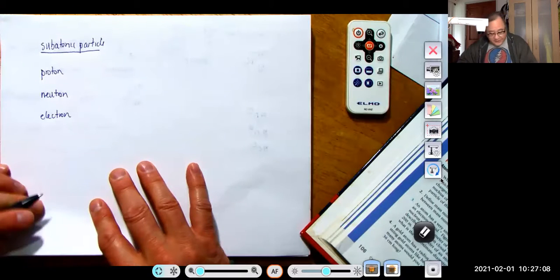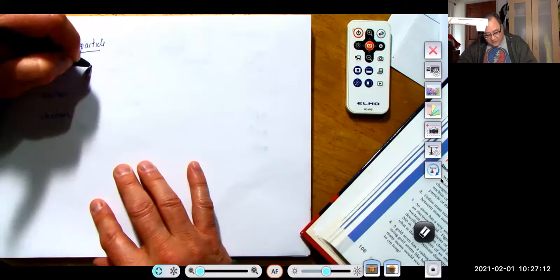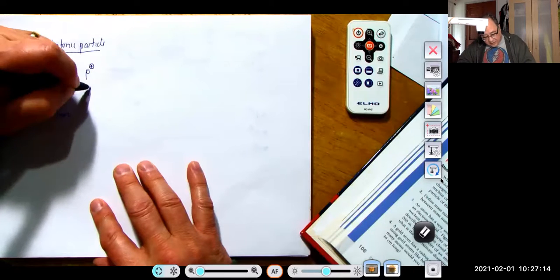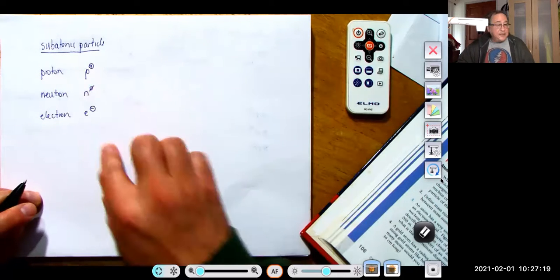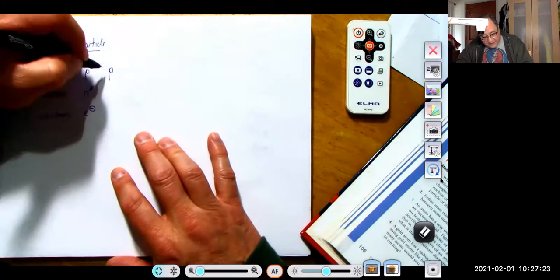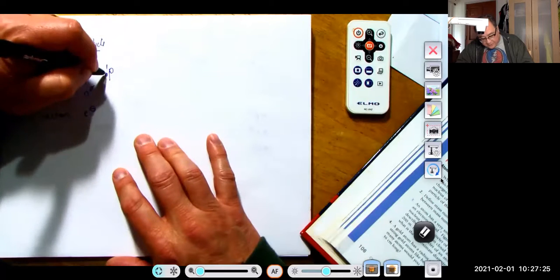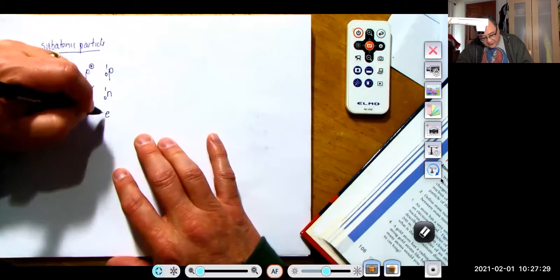The symbol for each of these is P plus 1, N 0, and E minus 1. We'll find out what those numbers mean in just a bit. The symbol for a proton is also P 1 0. The neutron is N 1 0, and the electron is 0 negative 1.